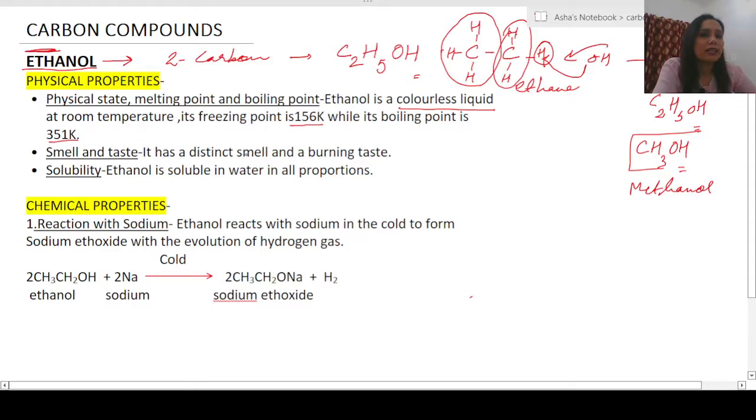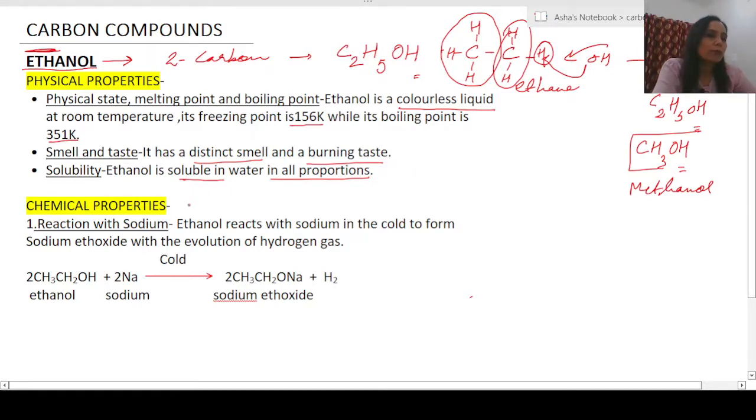It has a very distinct kind of smell and a burning taste. Ethanol is soluble in water in all proportions. For example, you can add 90% of water to 10% of alcohol, or the ethanol. So it is mixable with water in all kinds of proportions.